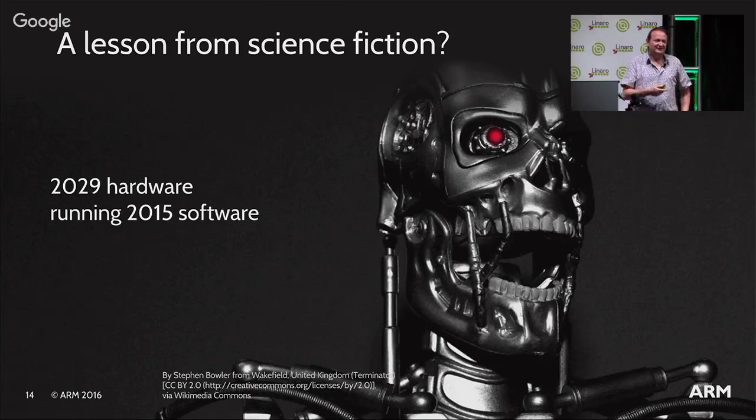Now, for the Linux geeks in the audience, that version was released in December last year. Okay? This robot was from 2029. That software was from 2015. That robot was running 14-year-old software. Is it any wonder that John Connor could reprogram that thing and send it back to protect his mother? Anybody see a problem with that?